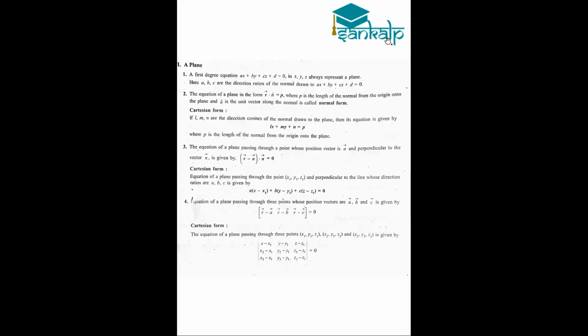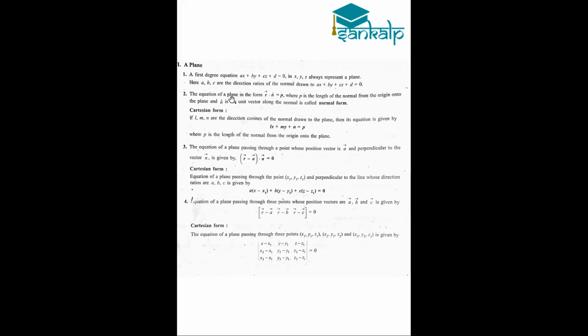Okay, so next point, after understanding direction cosines and direction ratios, the next point is equation of planes. So first degree equation ax plus by plus cz plus d equal to 0 in x, y, z always represents a plane. So here a, b, c are the direction ratios of the normal drawn to ax plus by plus cz plus d equal to 0.